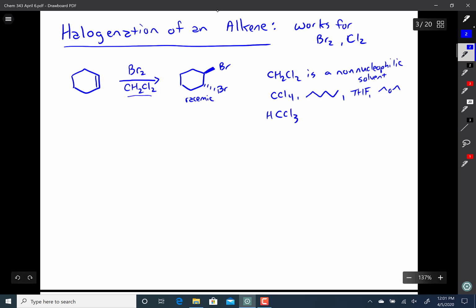Here, solvent is important, and it's important for this reaction that the solvent be non-nucleophilic. And I said this also works for chlorine as well, in a non-nucleophilic solvent, such as chloroform. Doesn't matter which one you use.